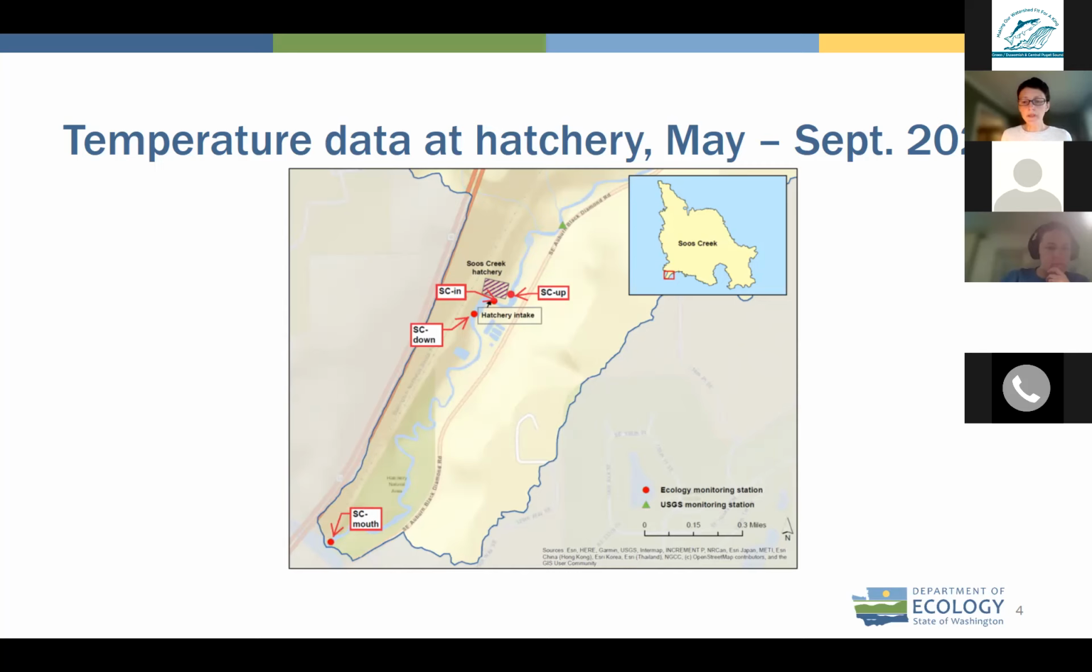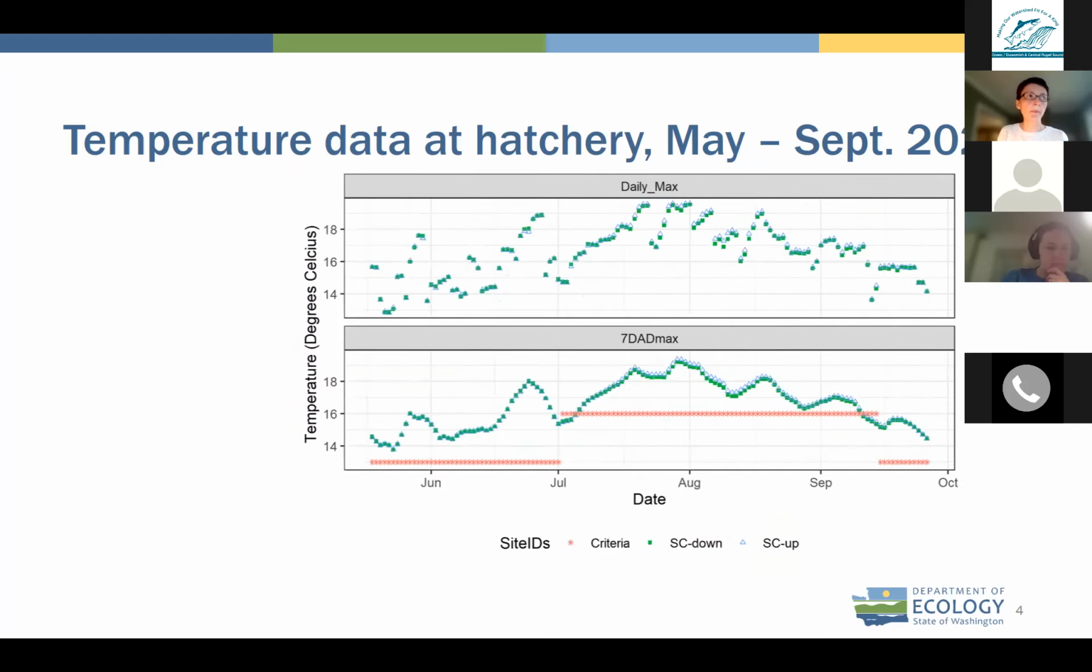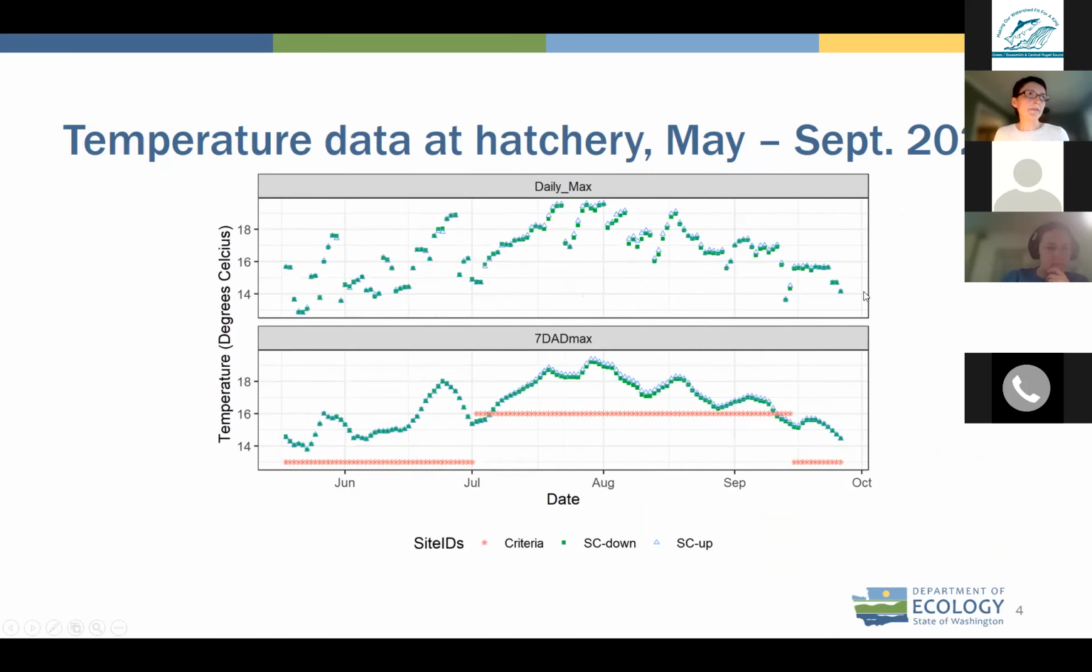So when we looked at the data, we realized that we have a problem. What you see here in the top graph is the raw data that we collected at 2 of those 4 sites that I just showed you on the map. One of the sites was upstream of the fish hatchery and the other one downstream of it. And the bottom graph shows the same data, but normalized for the 7-day average daily max, which is what we use for the water quality standard.